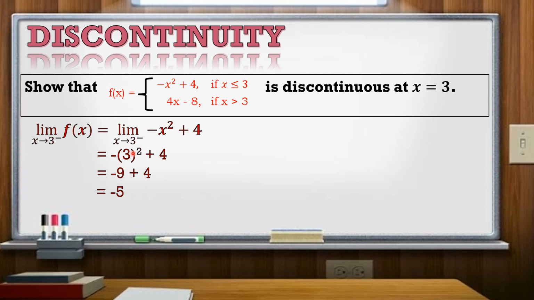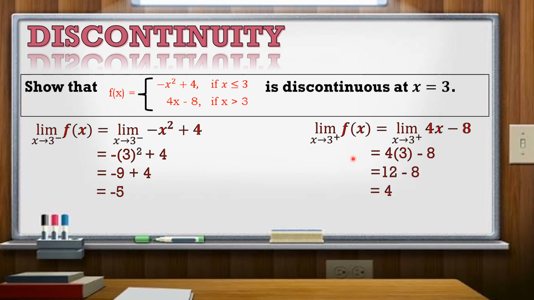Okay? So, dako naman tayo sa right hand. Kung magkakapareho yung limit ng left hand at saka yung right hand, this is an example of removable discontinuity. Pero pag magkaiba naman yung limit natin, this is an example of jump discontinuity. Check natin yung right hand. So for the right hand, we will use the function 4x minus 8 because the condition is x is greater than 3. So lahat ng 3, ipapasok natin sa x, papalitan, that becomes 4 times 3, minus 8, and then simplify, the answer is 4.